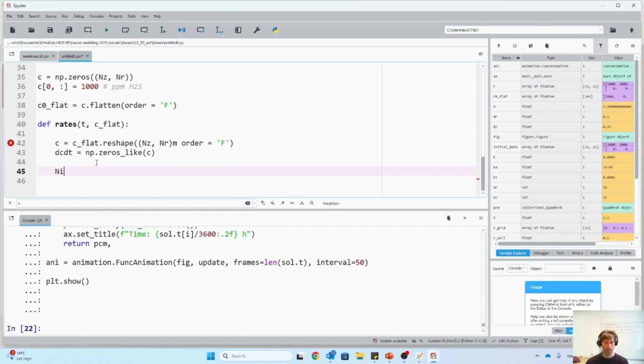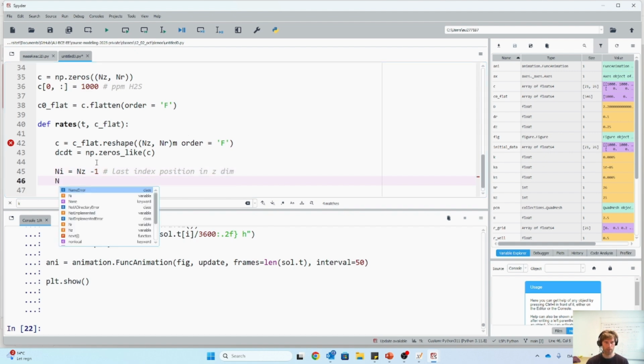Then we will make the number of indices, so ni will be corresponding to the last index in the z direction, and that would be equal to z minus 1. And we will make one called nj as well, which will be for the radial dimension.